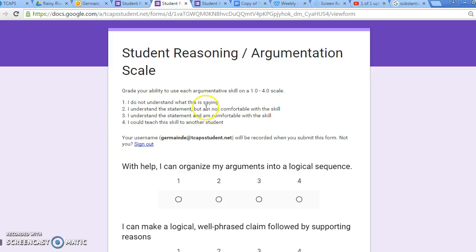And then right below it, there's just some instructions on how to rate themselves or self-assess. Number one being, I do not understand what this is saying, quite simply. And number four, I could teach this skill to another student.